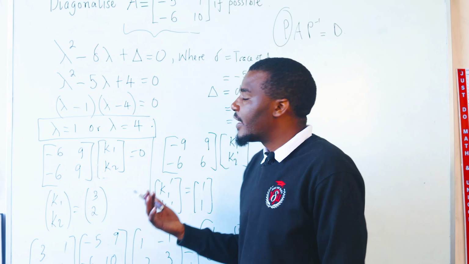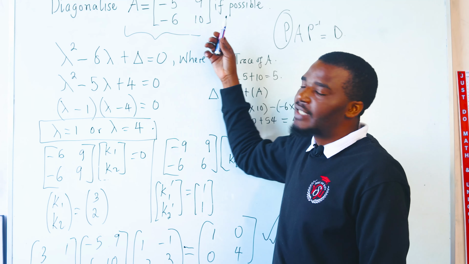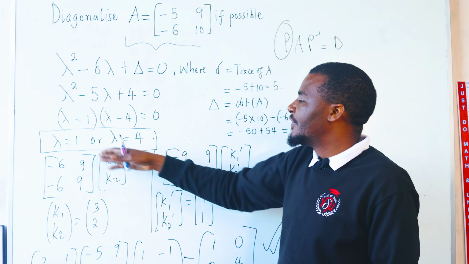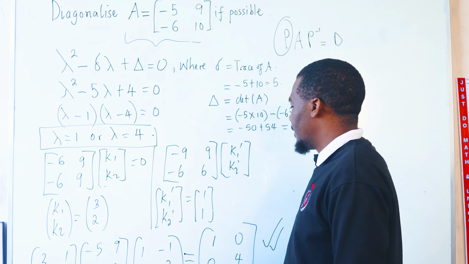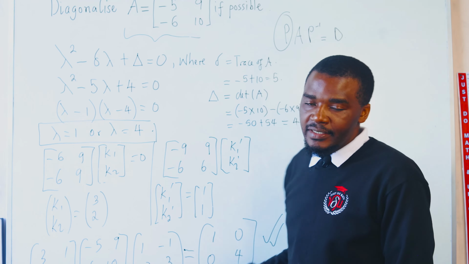But in other words, you may find out that some matrices are not diagonalizable, especially if we don't have distinct eigenvalues or eigenvectors respectively. That's it. Awesome.